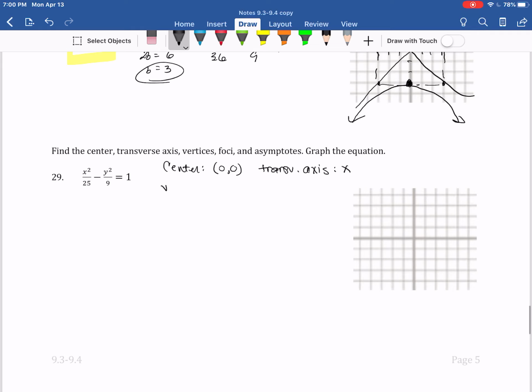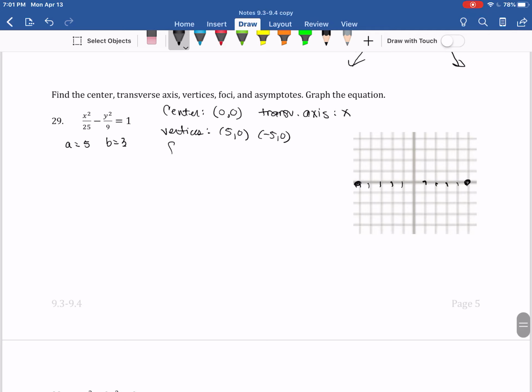The vertices, there's only two. The vertices are where your graph crosses the axis. And because we've decided the x is the transverse axis, we know that the value of a is equal to 5, whereas b is equal to 3, right? Because a squared comes first for the hyperbola. And we want to cross that on the x. So we go 5 to the right, put a point there, go 5 to the left, put a point there. Those are your vertices, so we can write those as ordered pairs. We have (5, 0). We have (-5, 0).